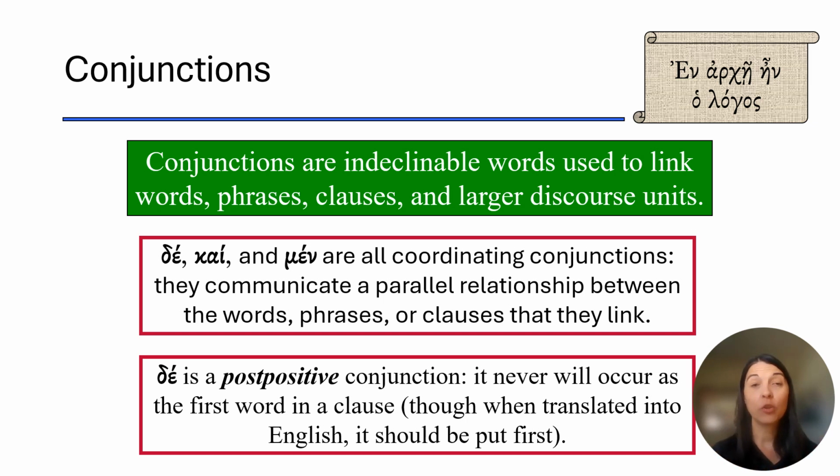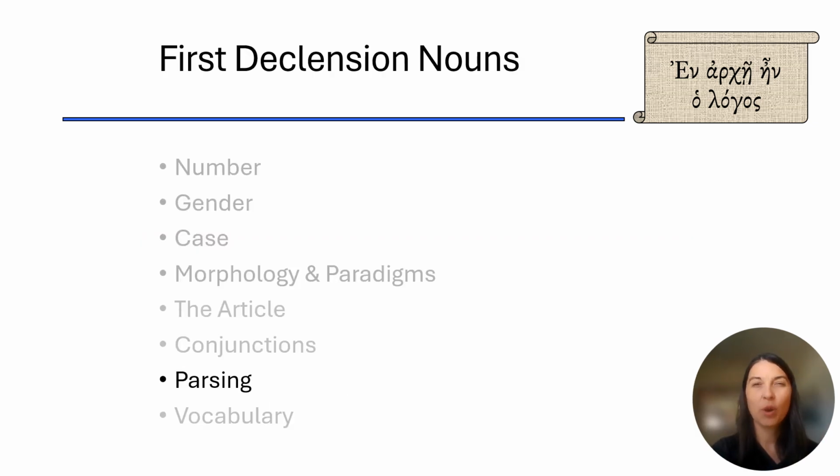Something you'll notice as you begin reading is that de is postpositive. It's always going to be the second word in a phrase or a sentence. It's never going to be at the very beginning. But when you translate it into English, you should always put your translation for the word de at the beginning of the sentence. So, but, now.